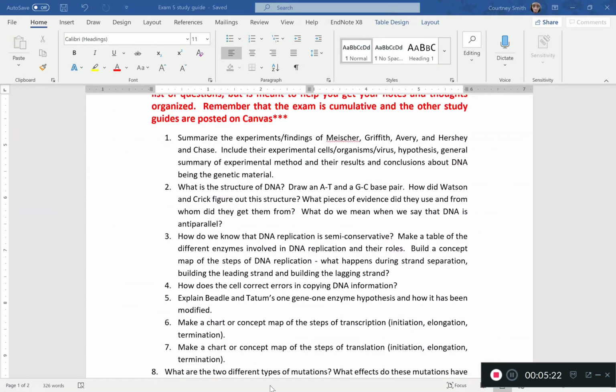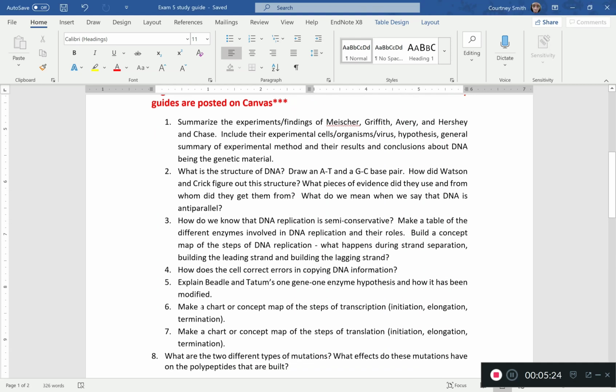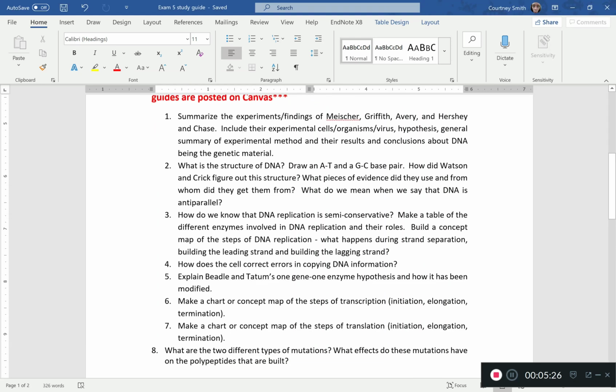Okay, let's see, what else is there? How did Watson and Crick figure out this structure? So that can be found underneath the history of DNA, but I will mention it very, very briefly. How they figured it out was actually through Rosalind Franklin's experiment. Rosalind Franklin did X-ray crystallography.